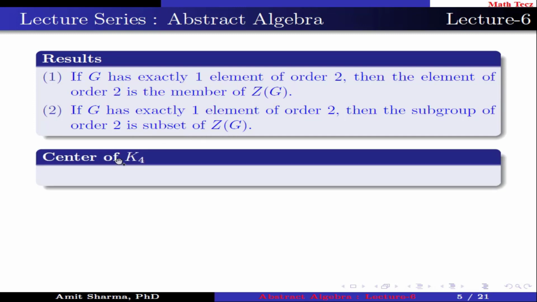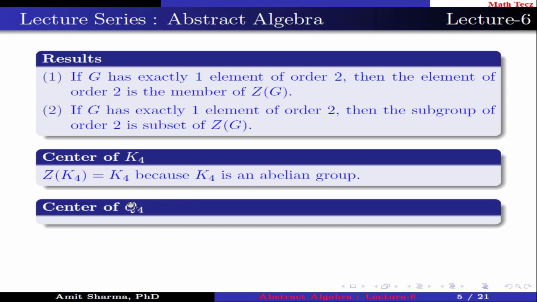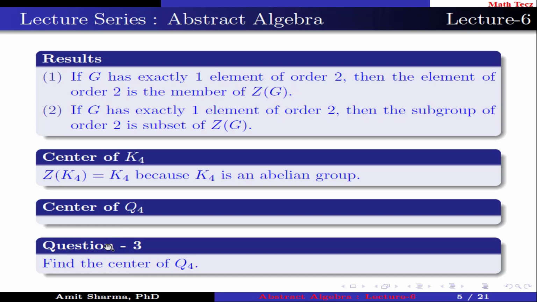Next is the center of K4. The center of K4 is K4 because K4 is an abelian group. Next is the center of Q4. Question number 3. Find the center of Q4.